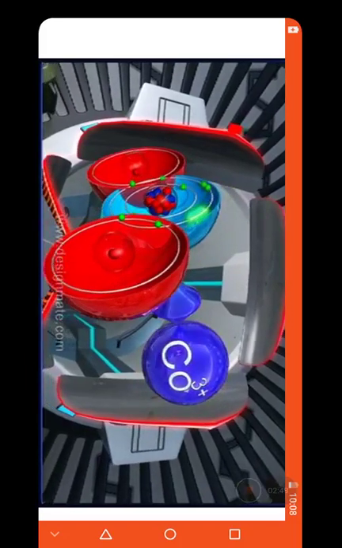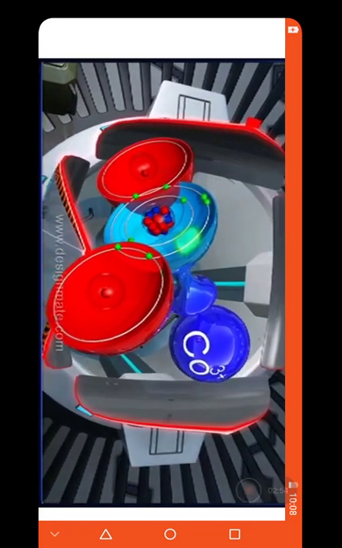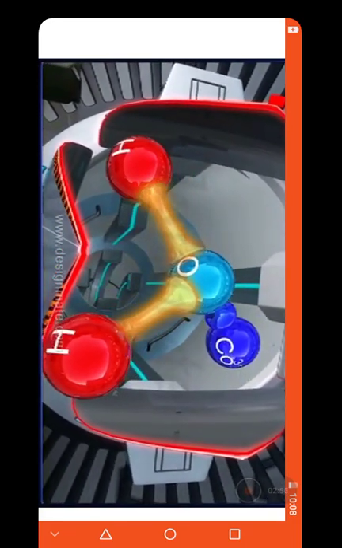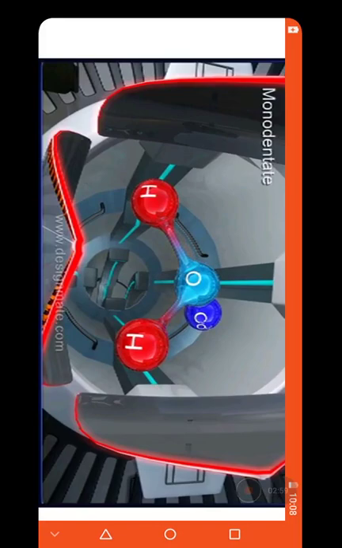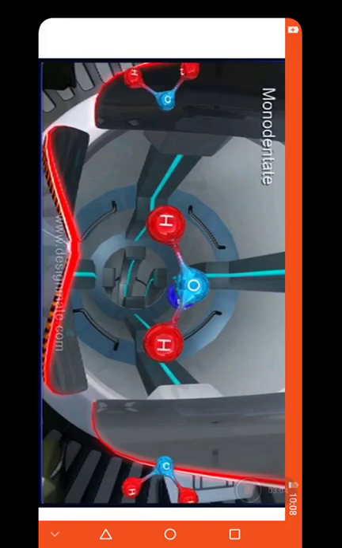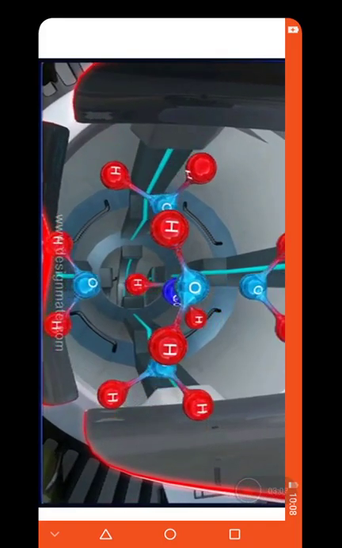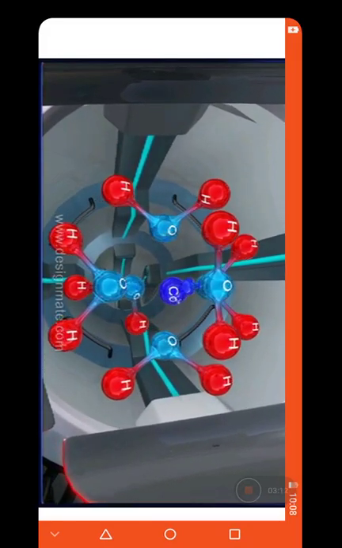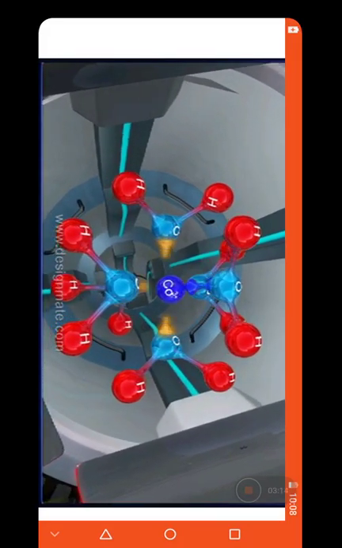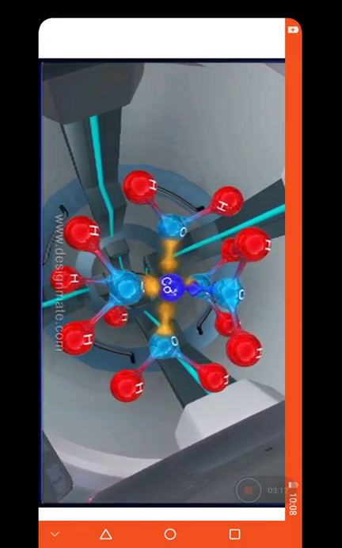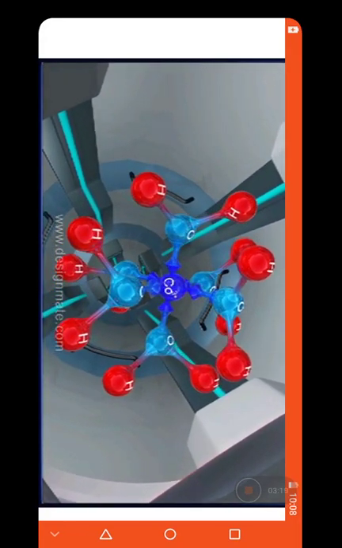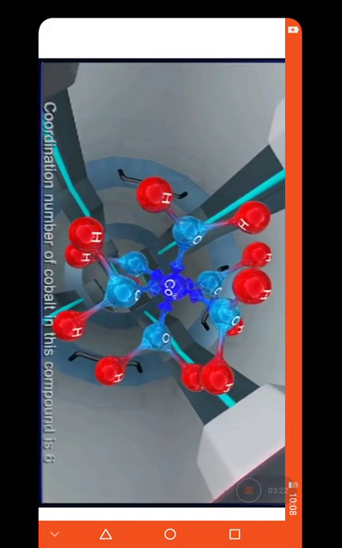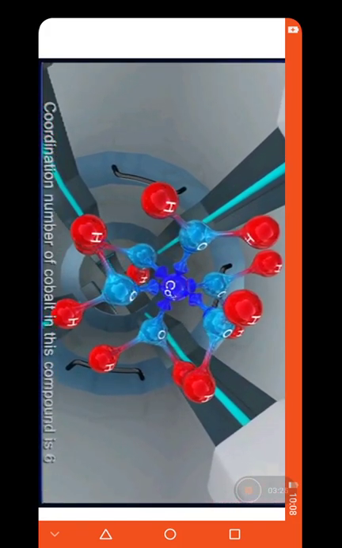As only one donor atom is involved in the formation of a single coordinate covalent bond, water is called a monodentate ligand. In this manner, a total of 6 water molecules get bonded to the cobalt ion, forming 6 coordinate covalent bonds. As cobalt ion is surrounded by 6 water molecules, the coordination number of cobalt in this compound is 6.